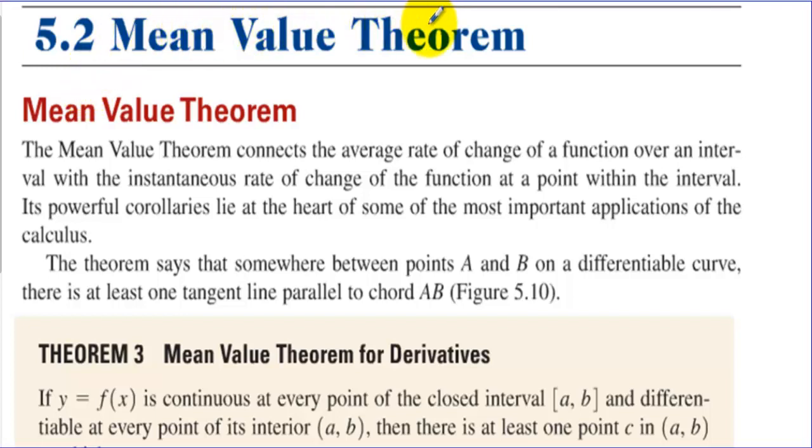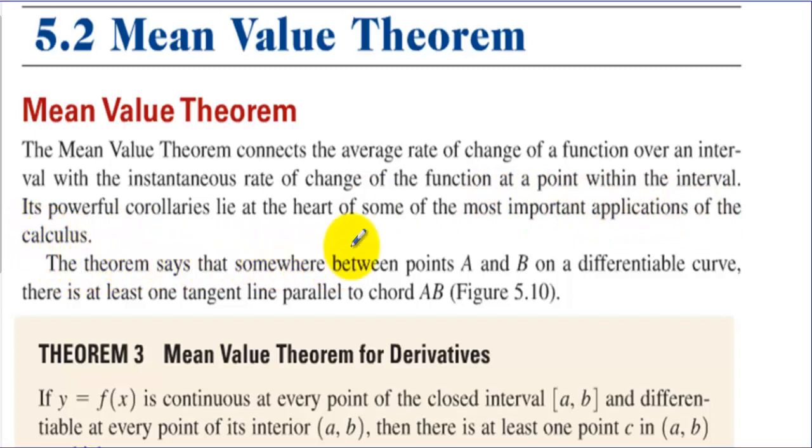Section 5.2, Mean Value Theorem. The mean value theorem connects the average rate of change of a function over an interval with the instantaneous rate of change of the function at a point within the interval. Its powerful corollaries lie at the heart of some of the most important applications of calculus.